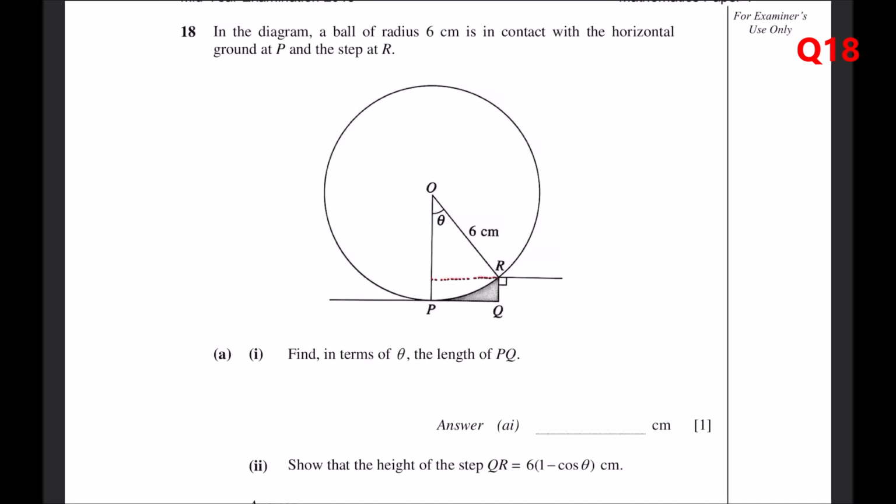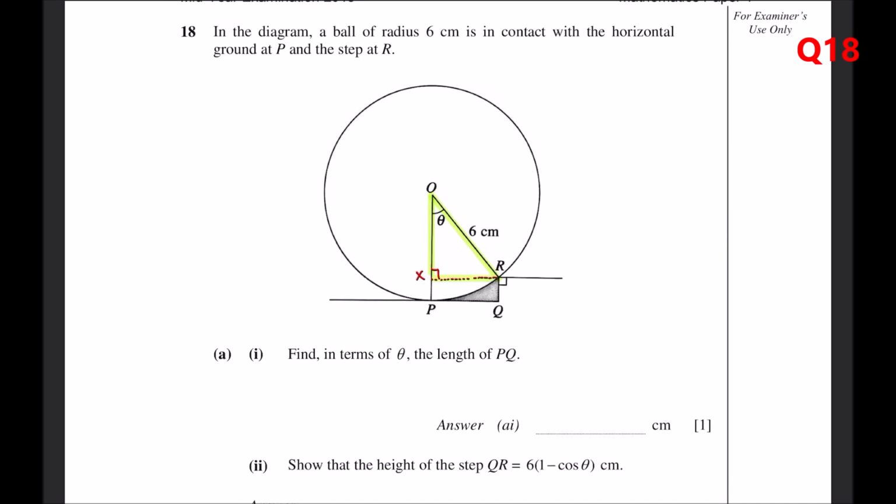Okay, so over here, let me just put this point here as X. I can see from my diagram that PQ and XR are actually the same length. If you look clearly, OXR actually forms a right angle triangle. So if you want to find the length of PQ, it is the same as the length of XR. So how do you find the length of XR?